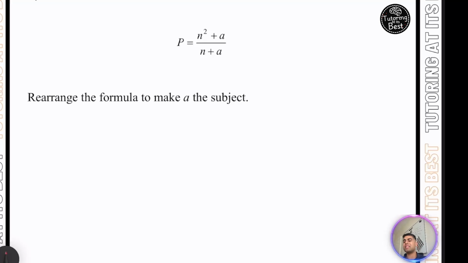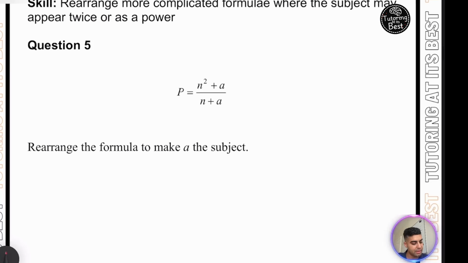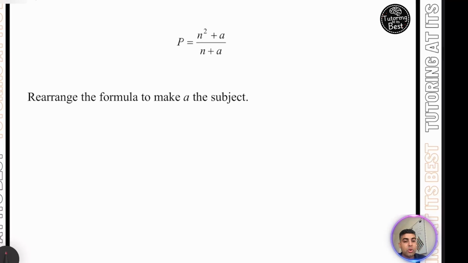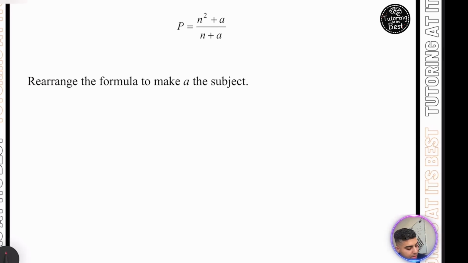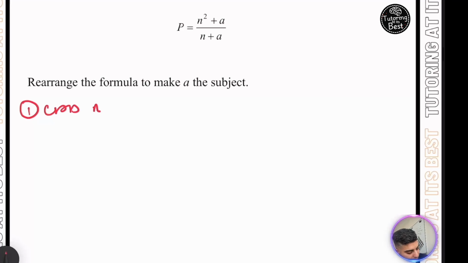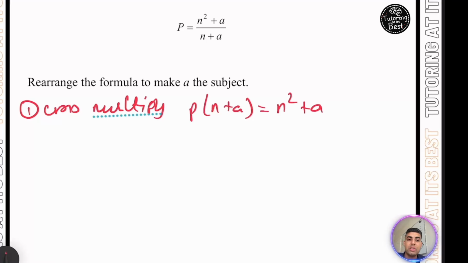I will perhaps keep this quite limited to the questions that I am covering, and we'll do this in different increments. So question 5, rearrange more complicated formulas where the subject may appear twice or as a power. So if we are rearranging the formula to make a the subject, the first thing we will do is cross multiply. Okay, so if we go ahead and multiply this out, we can just have p n plus a, which equals n squared plus a. So you can see I've made it all into one level.